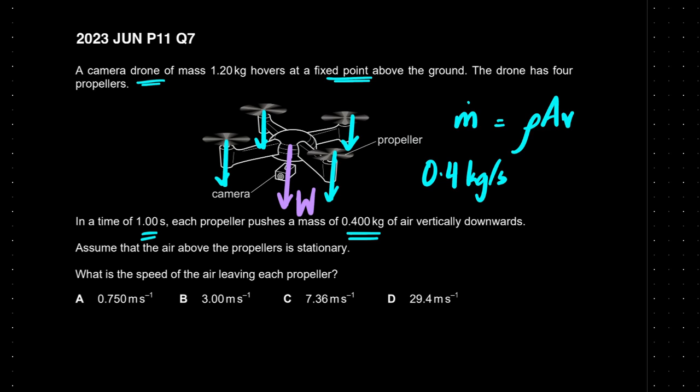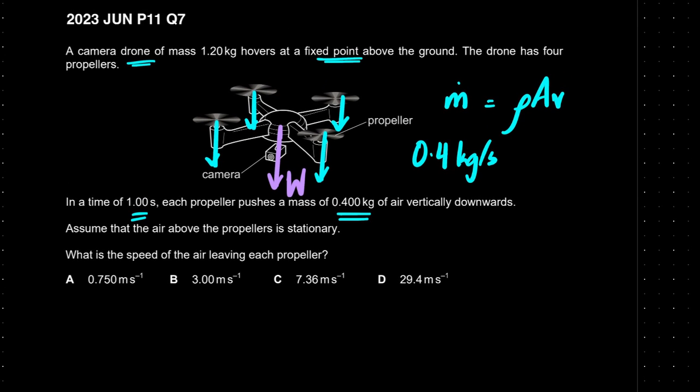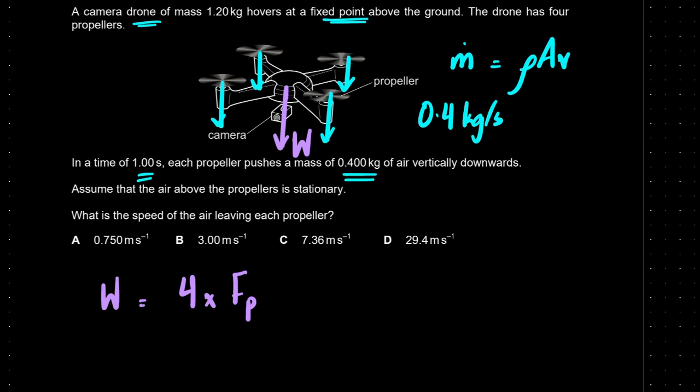All right. So the weight here must equal this force which is exerted on each propeller. So I'm writing this as 4 times the force on each propeller. Now, if I look here, W is just going to be mg. So 1.2 times 9.81 equals 4 times the force on each propeller.